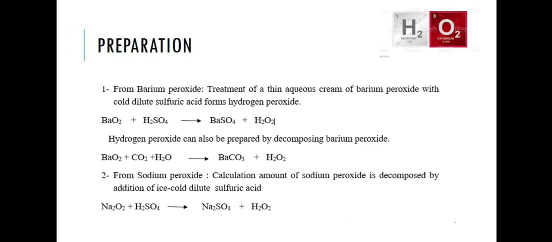Then the second non-electrolytic method is the decomposition of sodium peroxide with sulfuric acid at low temperature, around -2 degrees centigrade. Sodium peroxide treated with ice cold dilute sulfuric acid decomposes to give sodium sulfate and hydrogen peroxide. So these are the non-electrolytic methods of preparation of hydrogen peroxide.